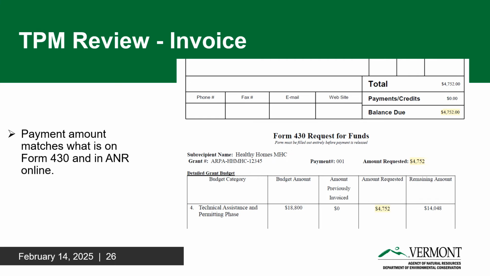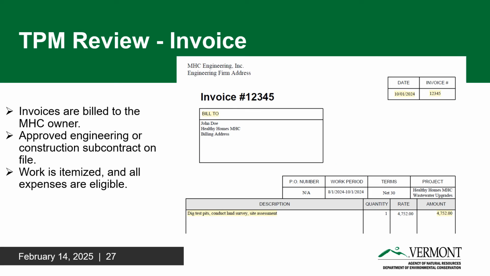On the invoice, the Technical Project Manager will again confirm that the amount matches what is in ANR Online and the Form 430. Invoices should be addressed to the MHC owner. For all payments to subcontractors, such as engineers and construction firms, the Healthy Homes program must have an approved subcontract on file before issuing payment for work that subcontractor performed. And lastly, work should be itemized and all expenses must be eligible.